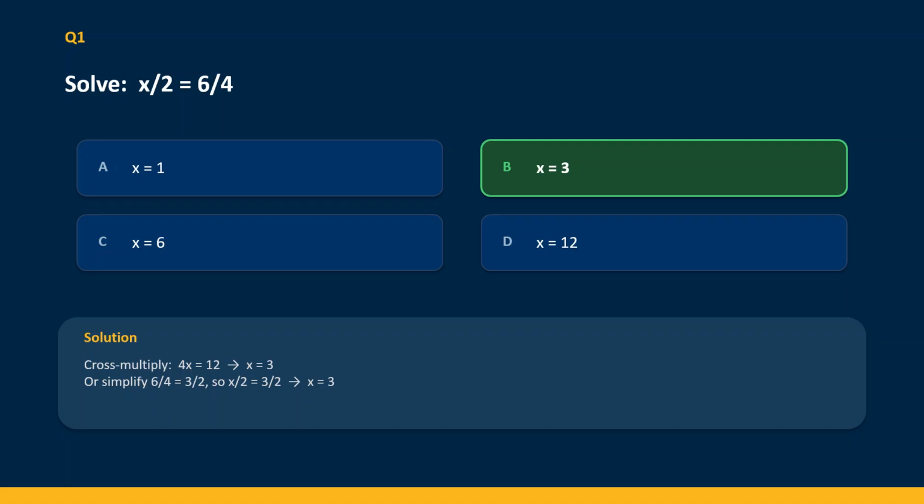The distractor x equals 6, choice C, arises from a common error pattern. The student multiplied one side by the least common denominator without doing the same to the other, effectively doubling the answer. Choice D, x equals 12, reflects a direct multiplication of the two numerators, which has no algebraic basis but is a frequent guess under time pressure.